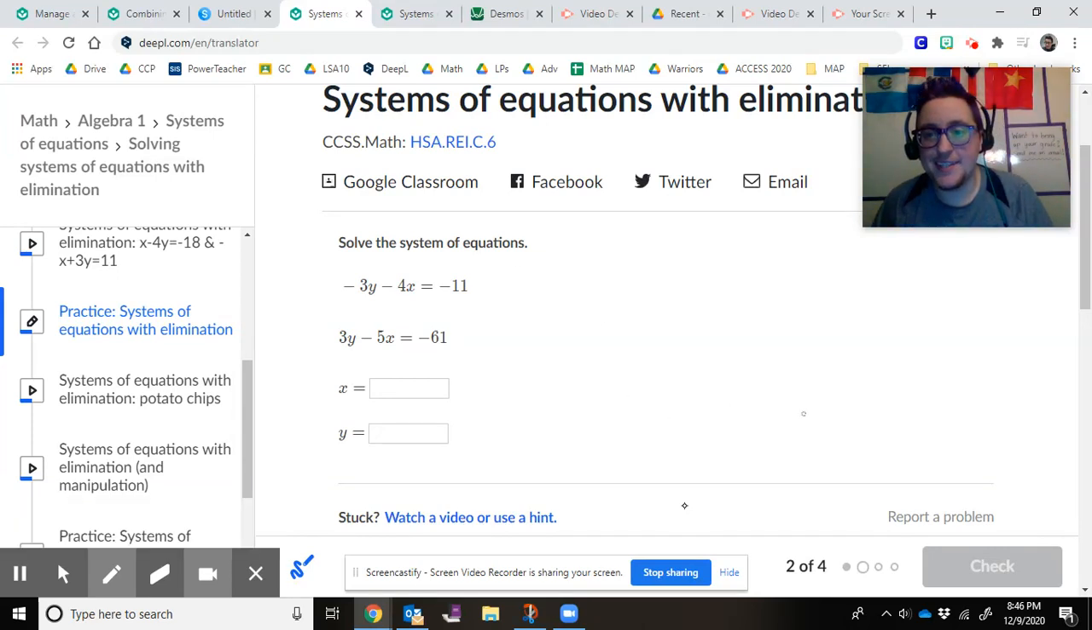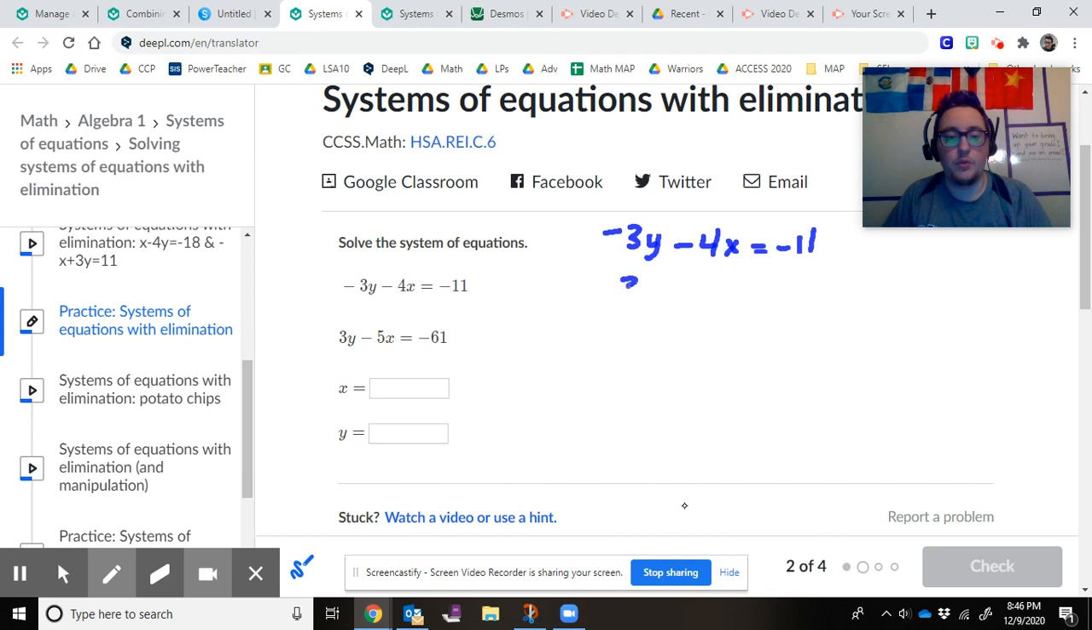Right, here we go. Assignment number 4, systems of equations with elimination. All right, so for this one, I'm going to rewrite the equation at the beginning. Negative 3y minus 4x equals negative 11. 3y minus 5x equals negative 61.